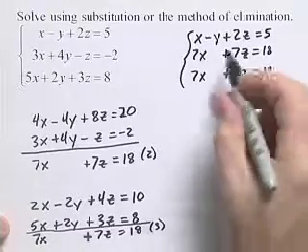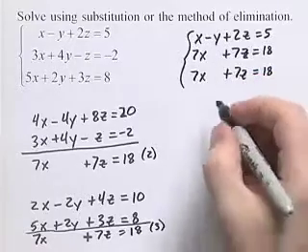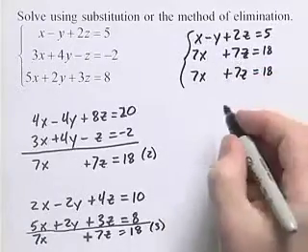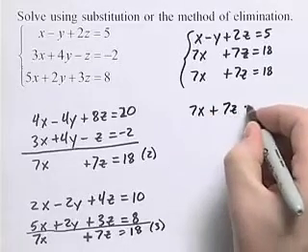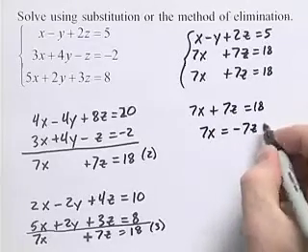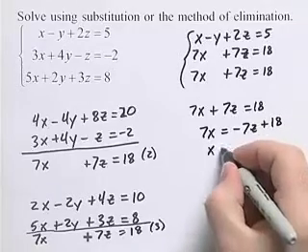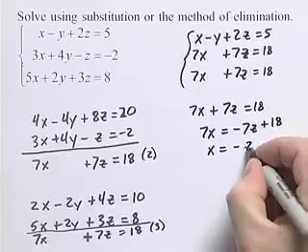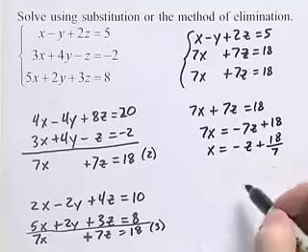We're going to determine the infinite number of solutions by solving this second equation for x and get it in terms of z. So we have 7x plus 7z equals 18. 7x equals negative 7z plus 18. We're going to divide both sides by 7, so we'll have x is equal to negative z plus 18 sevenths. We've expressed x in terms of z. Now we need to get y in terms of z to complete our solution.